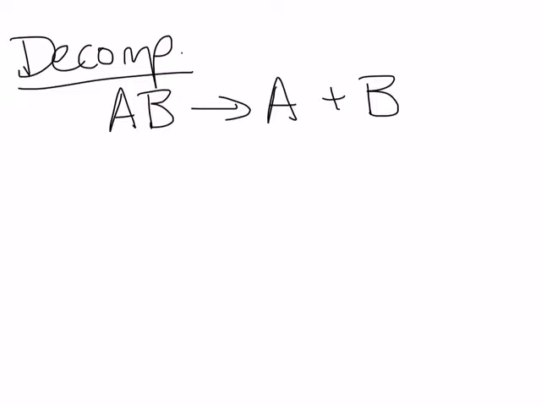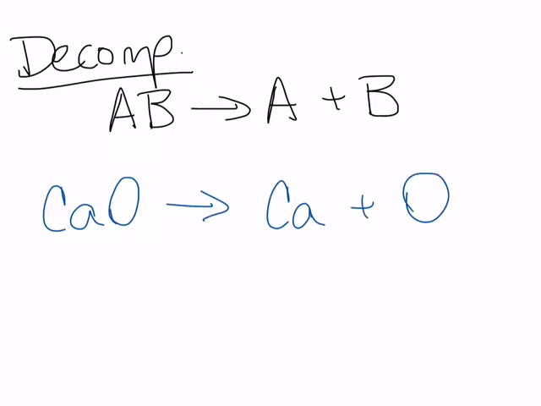For example, if we have calcium oxide, and we need to state what the product is. So this is all you're given. Well, I'm going to break them up. I'm going to put calcium in its free elemental form and oxygen in its free elemental form. So when calcium is by itself, it's Ca, oxygen, O.